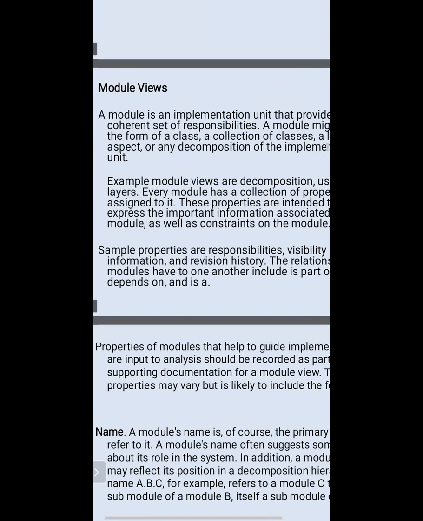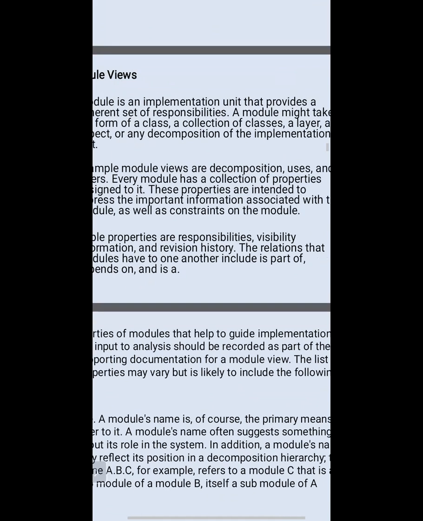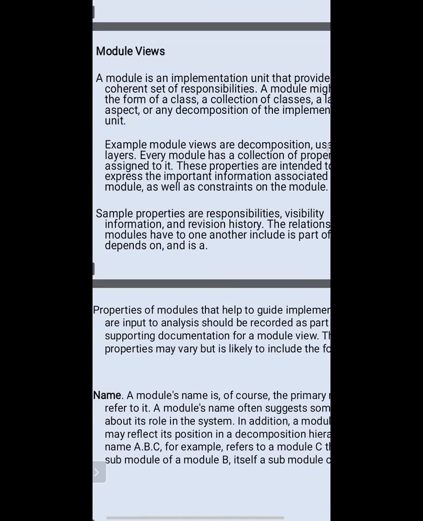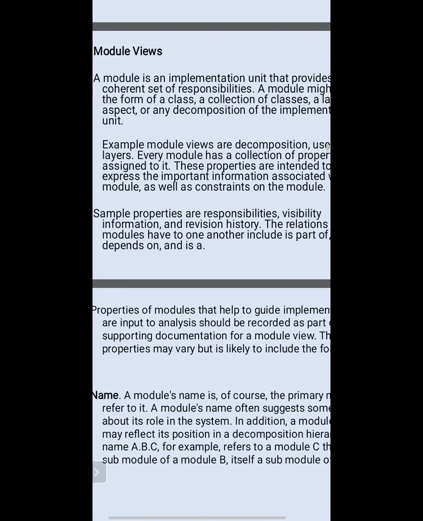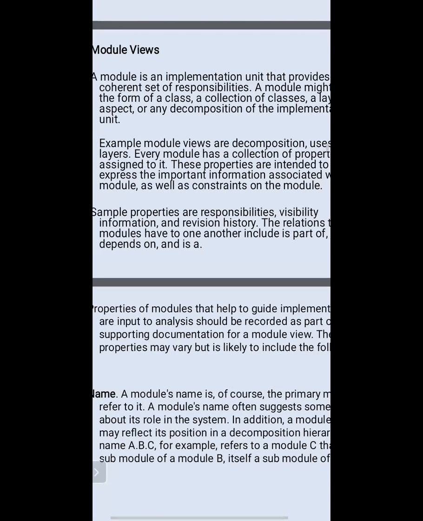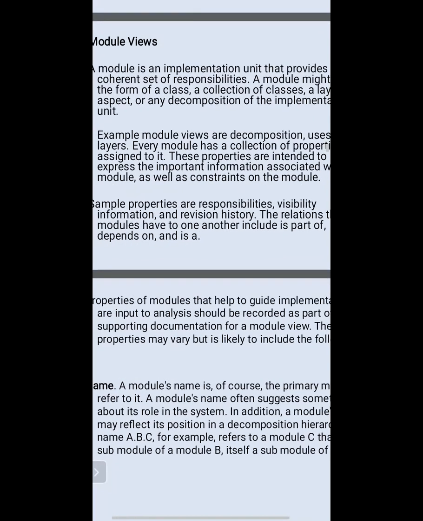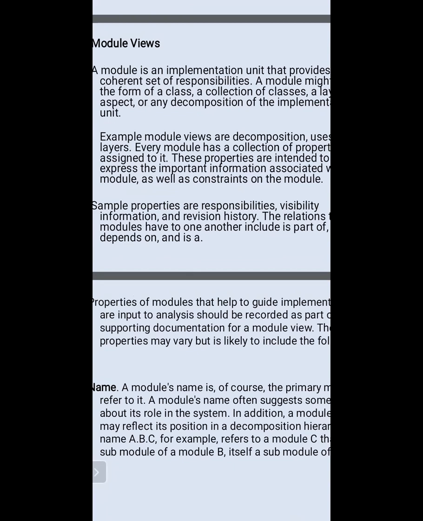For example, module uses decomposition and its layers. Every module has a collection of properties assigned to it. These properties are intended to express important information associated with the module as well as constraints on the module. For example, if you consider a module that is like layers, each and every layer has some set of responsibilities, because those are the parts of the modules.